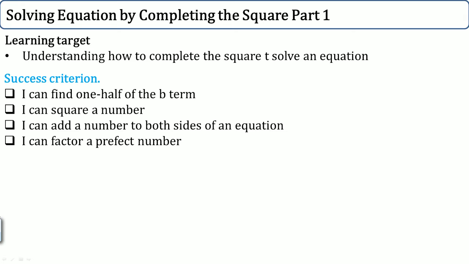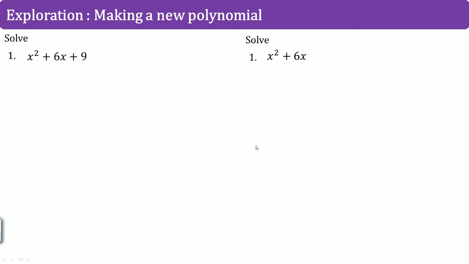The learning target is for you to understand how to complete the square to solve an equation. The success criteria: 1. You should be able to find 1/2 of the b term. 2. You can square a number. 3. You can add a number to both sides of an equation. And 4. You can factor a perfect trinomial. We'll take a look at the exploration.